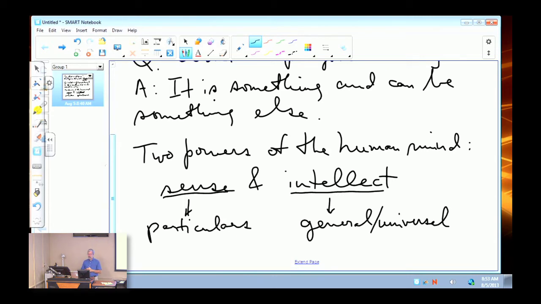This process of abstraction is very important. It's a power of the human mind that's very important. And it's not something that's generally discussed in most physics classes. And yet it is absolutely critical in the process of doing physics, of learning about the physical world.